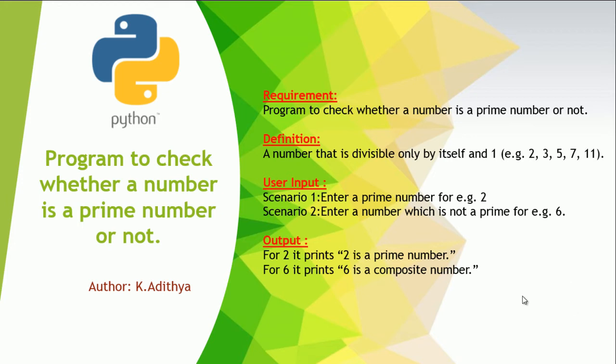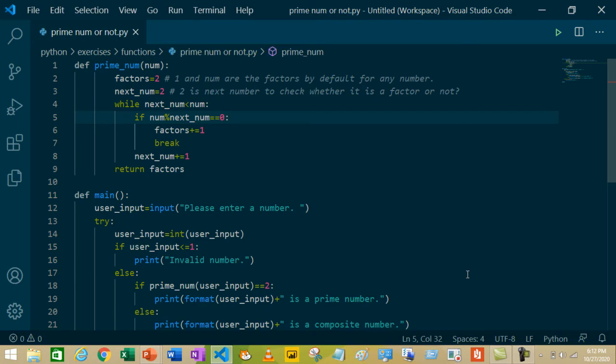First, let's assume that the user has given the input as a prime number, for example 2. For 2, it prints 2 is a prime number. Now let us assume that the user entered a number which is not a prime number, for example 6. For 6, it prints 6 is a composite number. Okay, now let's see the code.